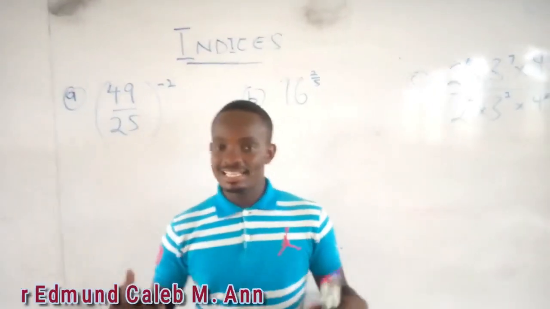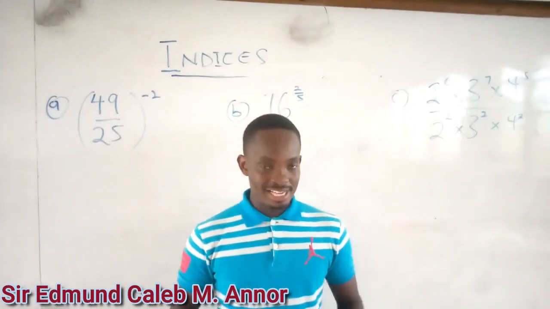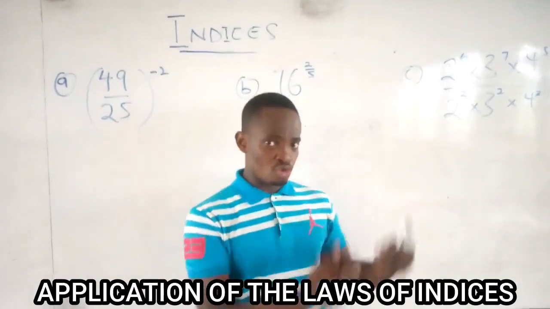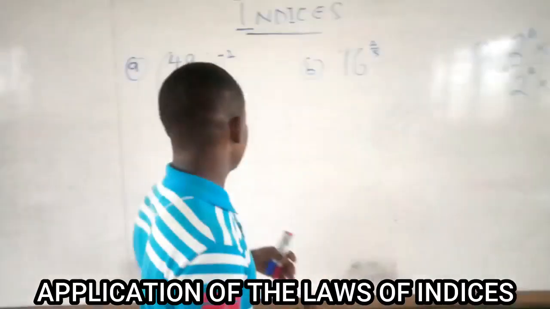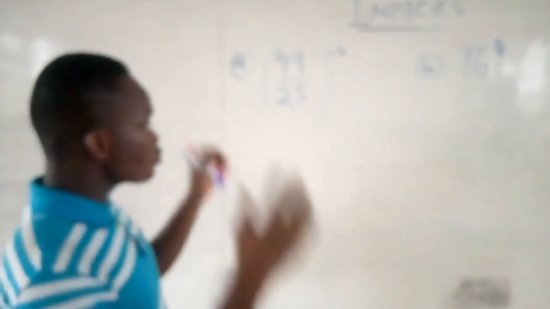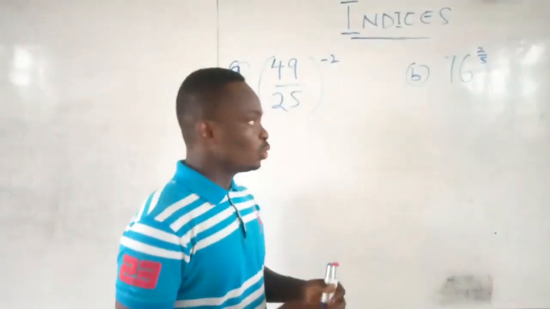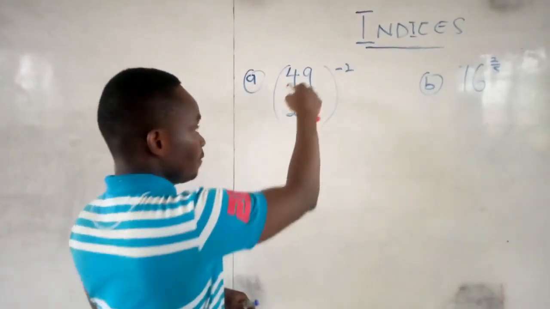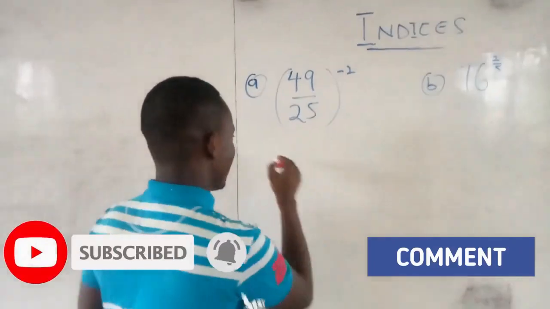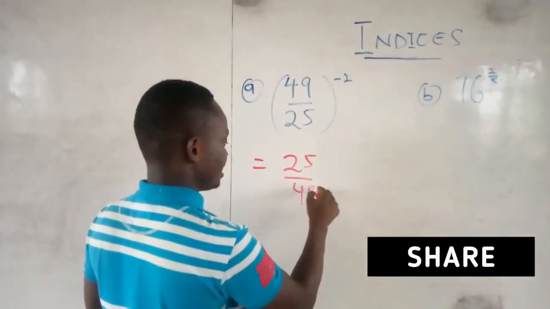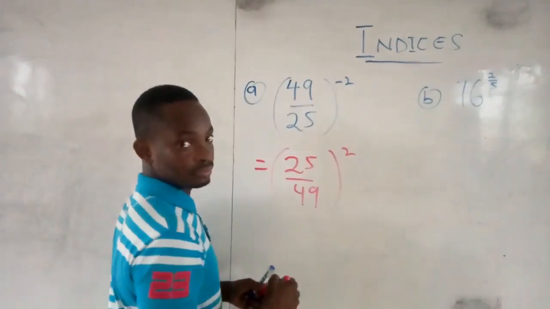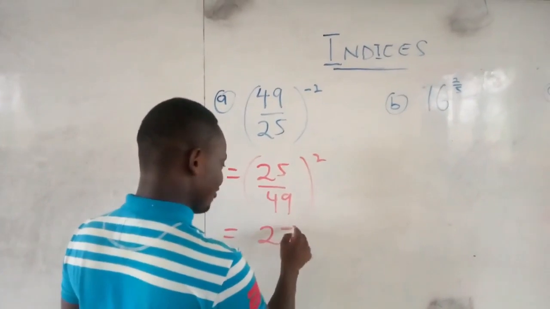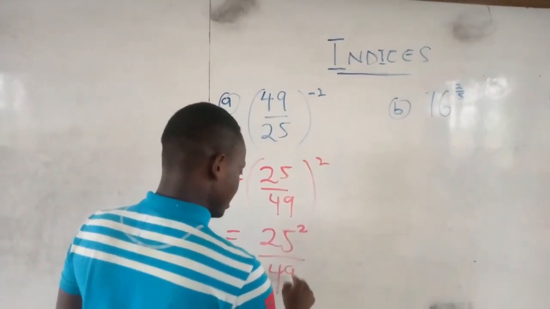We're looking at various examples or questions which will demand us to apply the various laws of indices. This is the first one: 49 over 25, all to the power negative 2. In our laws, we have to remove the negative from there. So you reciprocate the 49 over 25, so it becomes 25 over 49, then your negative vanishes. Another law says that you continue, it becomes 25 to the power 2 over 49 to the power 2.